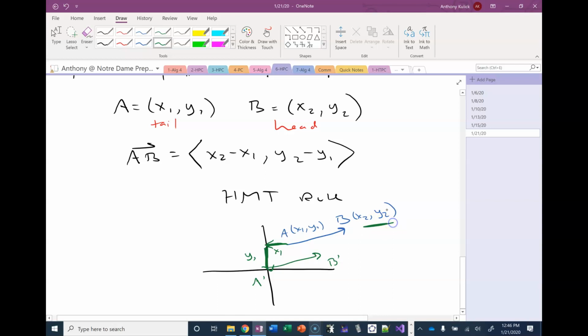If I do the same thing to point B, its new location would be at x2 minus x1, y2 minus y1. Hence the component form formula, right? The initial point is now the origin. That's part of the definition of component form. And its terminal point is now x2 minus x1, y2 minus y1. Is everybody okay with that idea? Okay?